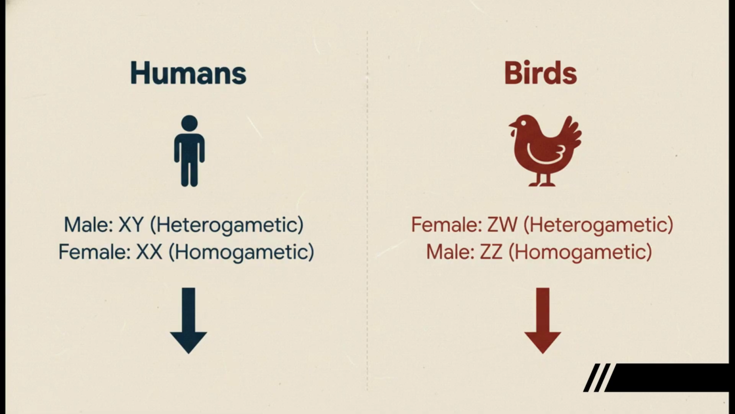The male has two of the same chromosome, ZZ. So is he homogametic or heterogametic? Right, he's homogametic. It's the female who has the two different ones, Z and W. She's the heterogametic one. And what does that mean? It means she's the one who produces two different types of eggs, some with a Z, some with a W. So in birds, who determines the sex? The female. I guarantee you'll see a question that tries to trick you on this exact point.